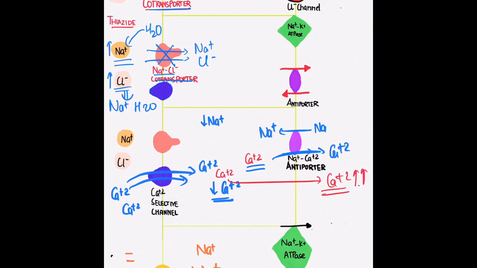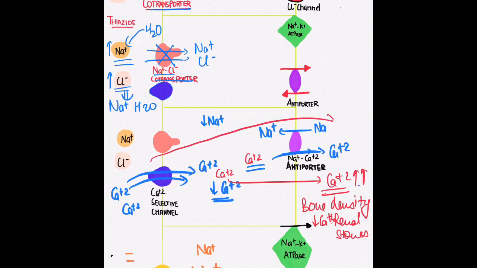Therefore, thiazides act to improve bone density and also reduce the risk of calcium renal stones by increasing the reabsorption of calcium from the lumen into the blood.